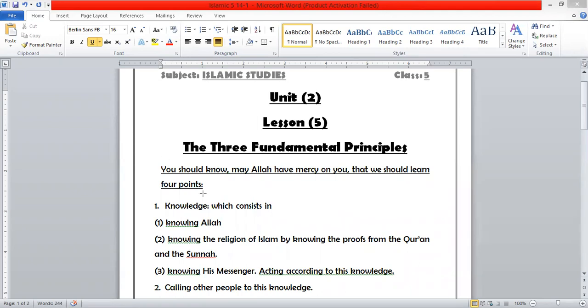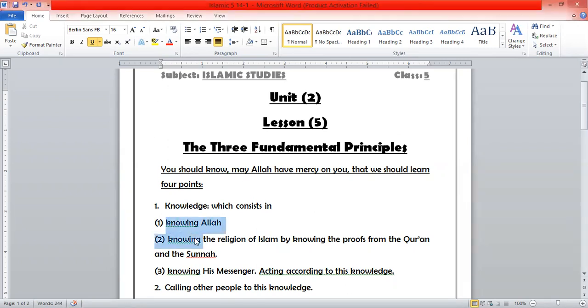So knowledge contains three things. What are these three things? The first thing is knowing Allah, knowing the religion, and knowing the Prophet Muhammad, peace be upon him. These three things come under the category of knowledge.